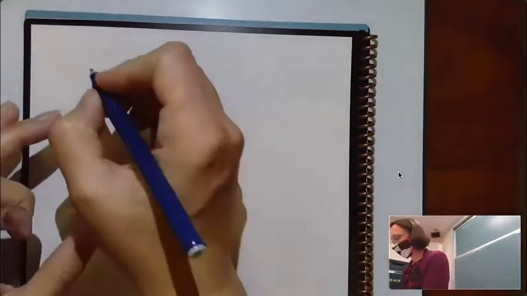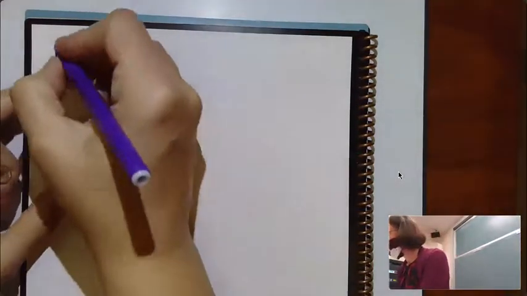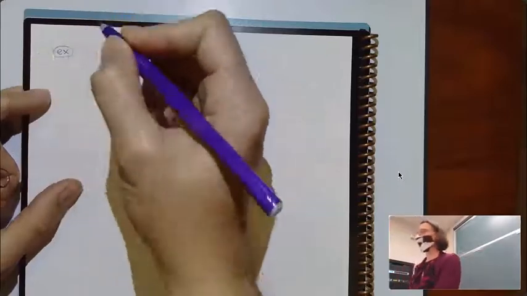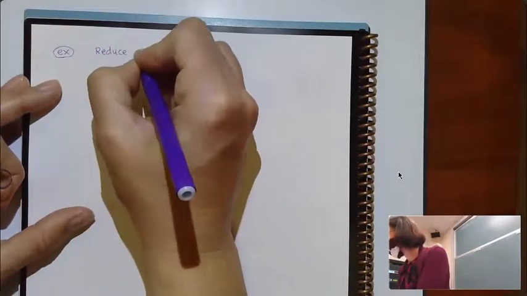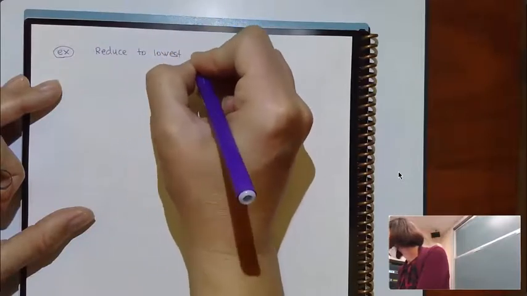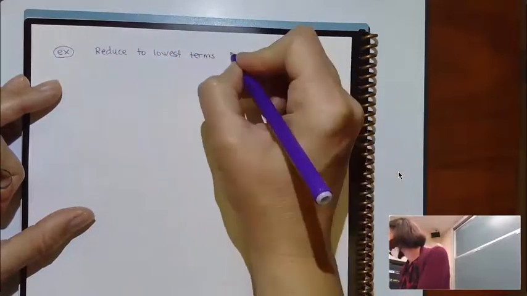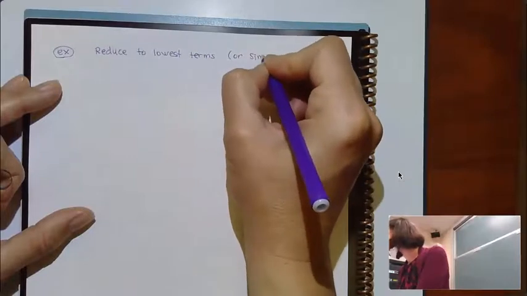Yeah, so there's a request to focus a little bit more on the restrictions piece. So for sure, let's do that. So I'm actually going to give us one that's already factored just so that we can focus on the restrictions. So let's say that our instructions are to reduce to lowest terms or simplify.